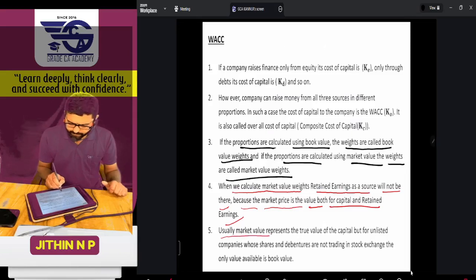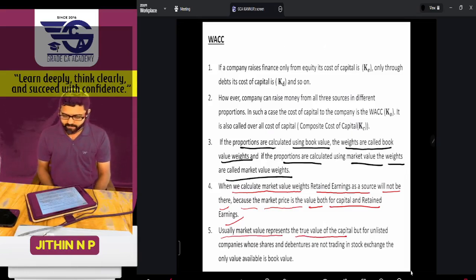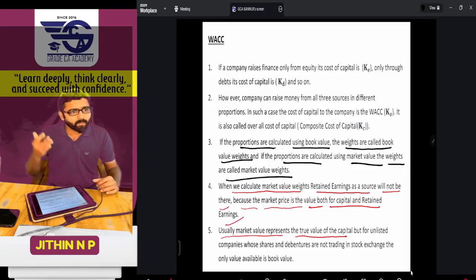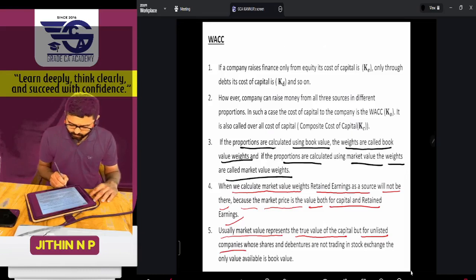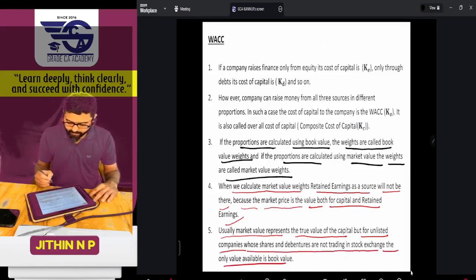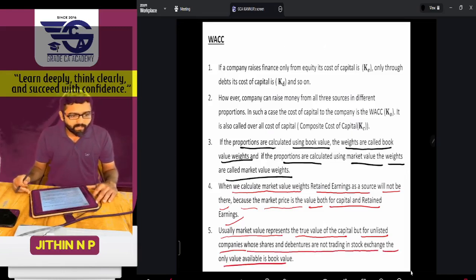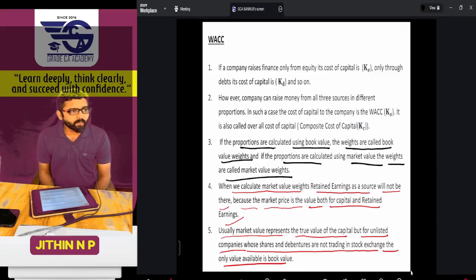Usually, market value represents the true value of capital, but market value is available only for listed shares. Unlisted shares don't have any market value. For unlisted companies whose shares and debentures are not trading in the stock exchange, the only value available is book value. Clear? This is the introduction to weighted average cost of capital. Some additional points we need to discuss in some other problems also.